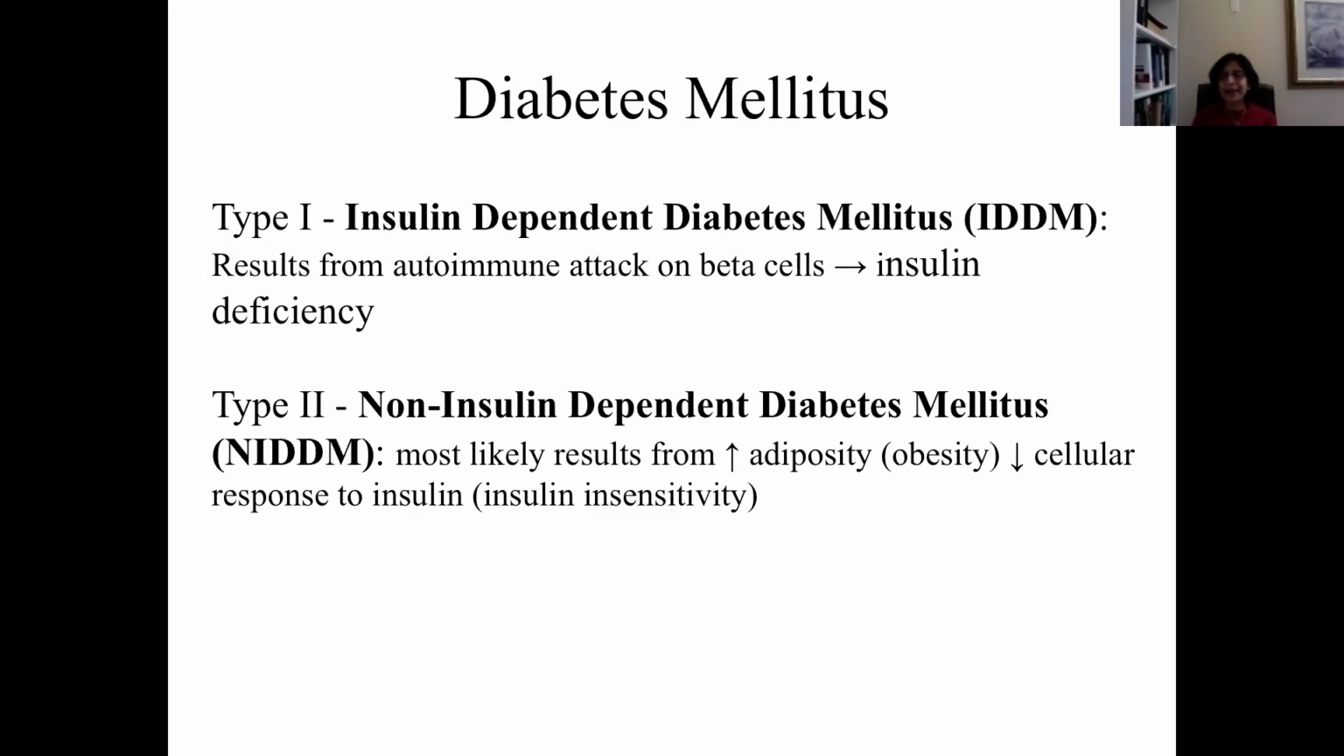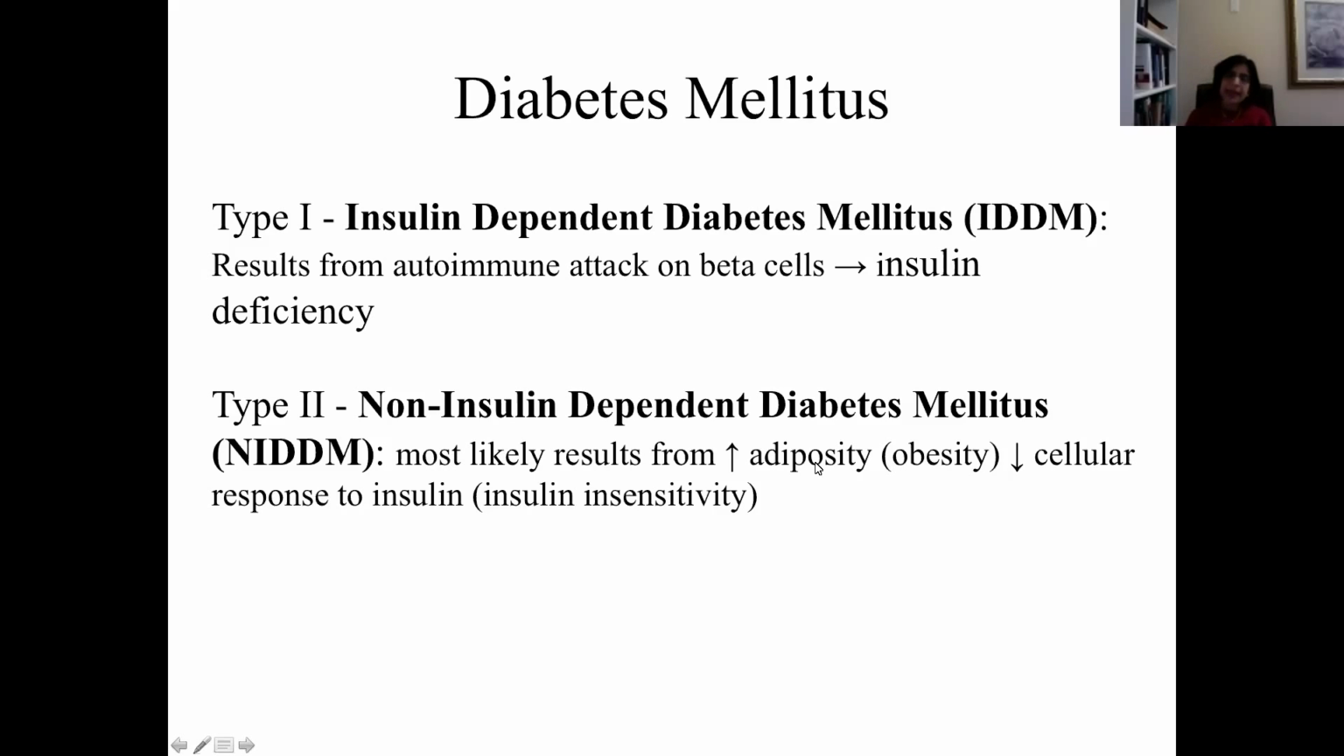Type 2, on the other hand, is not related to the immune disease, but is related to many other reasons. One could be genetic, family history, environmental factors. Stress is one. Obesity is another one. So we will explore some of these details in the next set of slides.